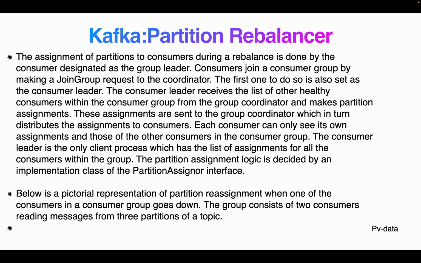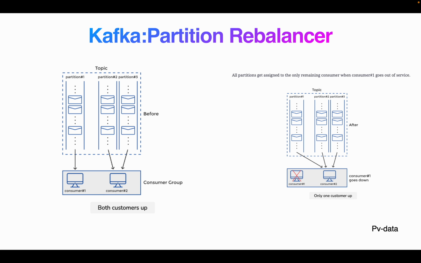Each consumer can only see its own assignment and not those of other consumers in the group. The consumer leader is the only client process that has the list of assignments for all the consumers within the group. The partition assignment logic is decided by a class implementing the partition assignor interface. So below is the example of a rebalance.